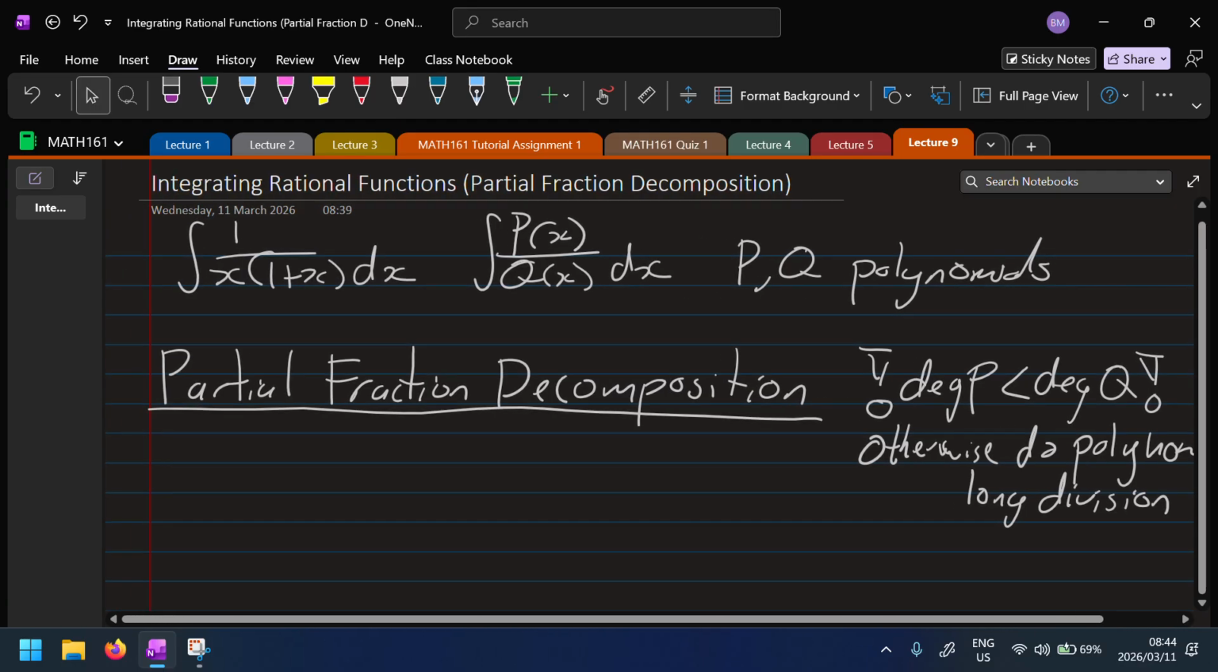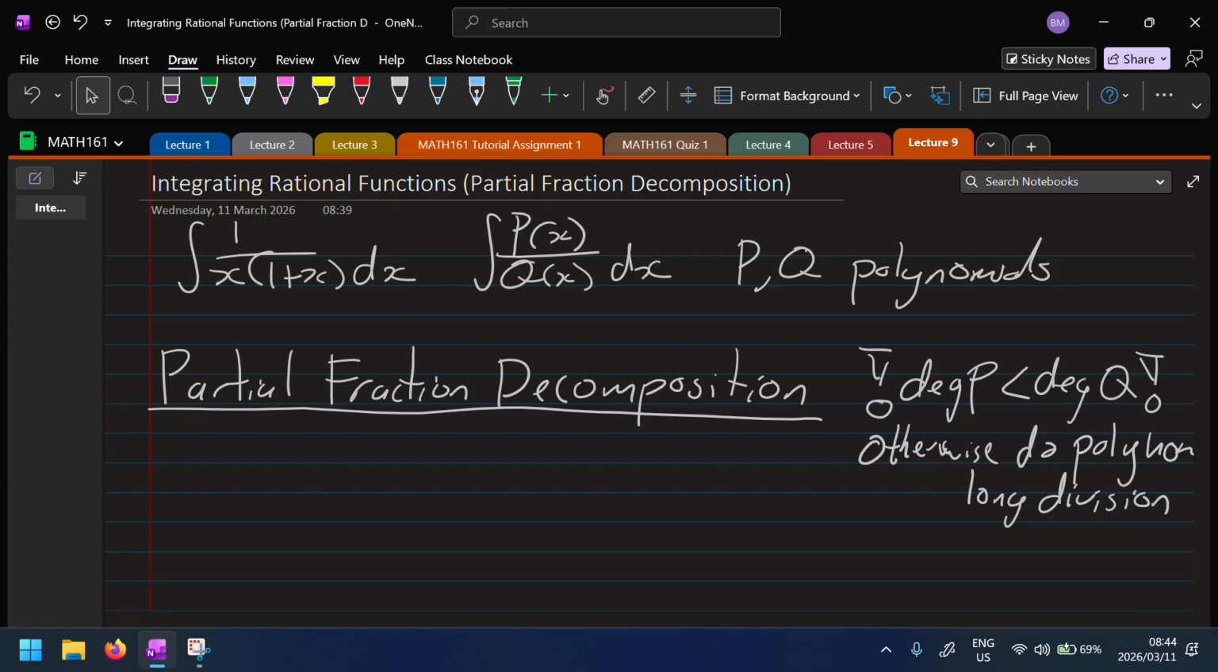Okay. So you don't always have to do this. It's not part of the steps. But if you do see that the degree of P is greater than or equal to the degree of Q, you have to do that long division first before anything else. So it's like a step 0 kind of thing. It's an optional thing just in case you do see that.